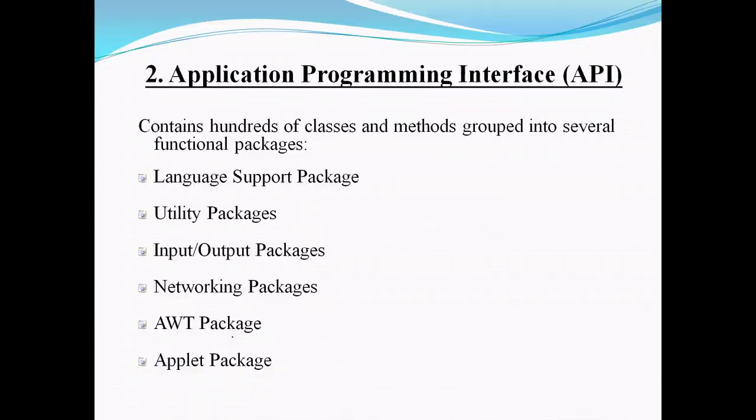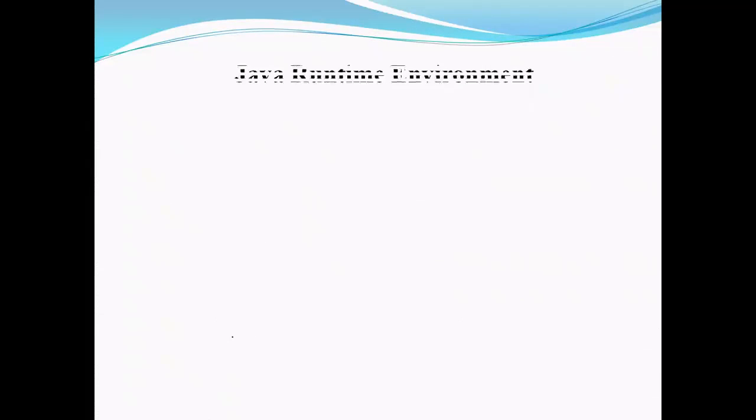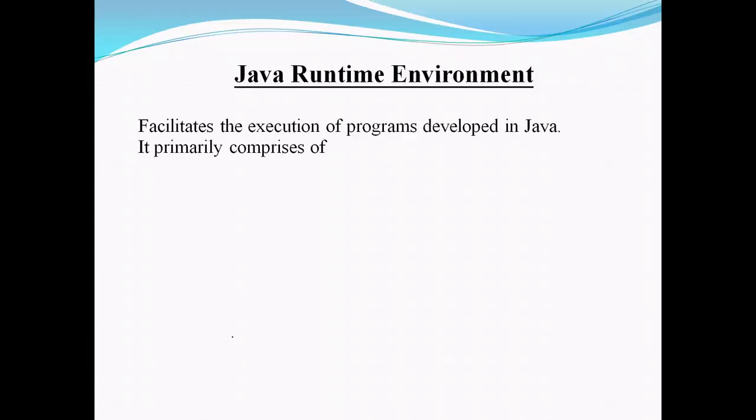So the next thing which we will discuss is the Java runtime environment, which in short is called JRE. The Java runtime environment facilitates the execution of Java programs, and it primarily consists of the following things. This helps for the execution of Java programs, and it includes the following things.